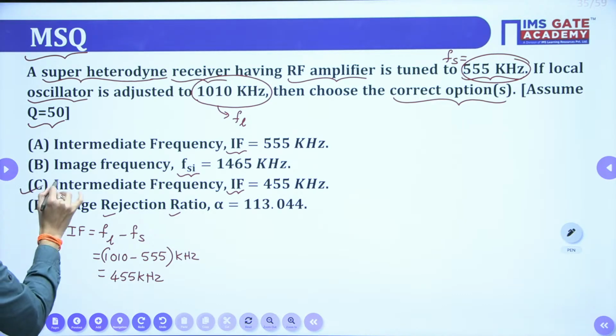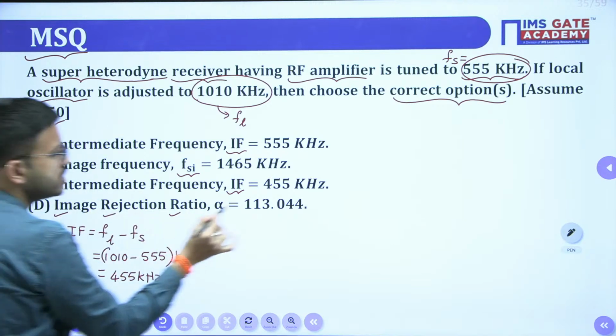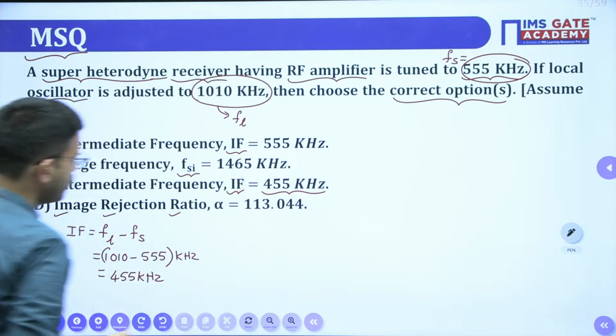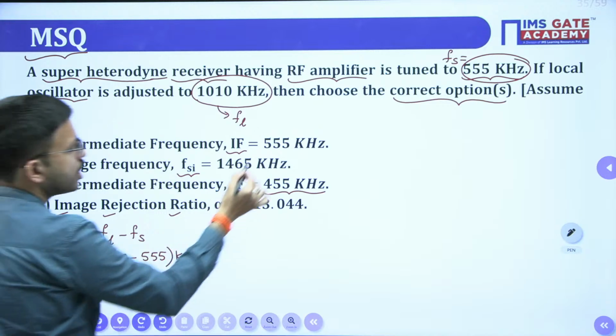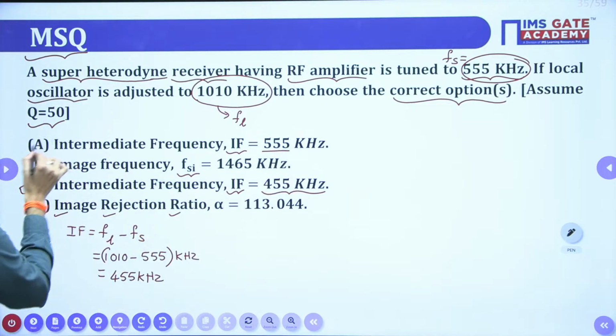So that means option C is correct. Intermediate frequency IF they have given 455. Yes, we are also getting the same thing. Obviously 555 is not correct, so option A you can eliminate.